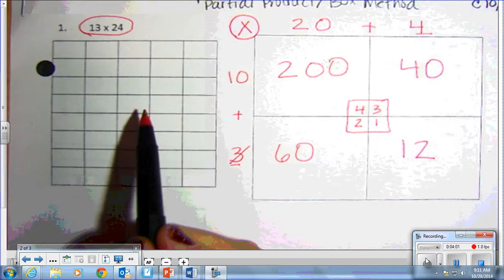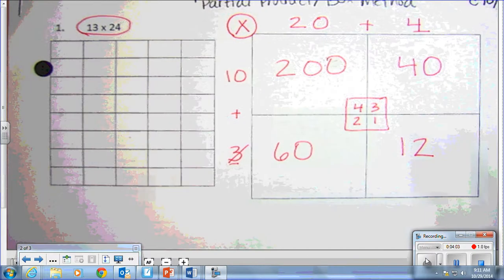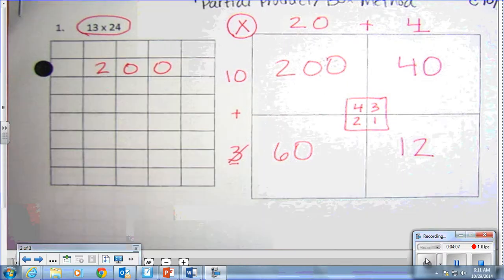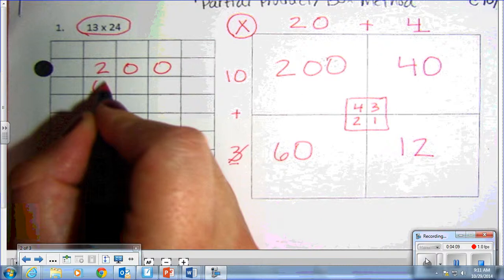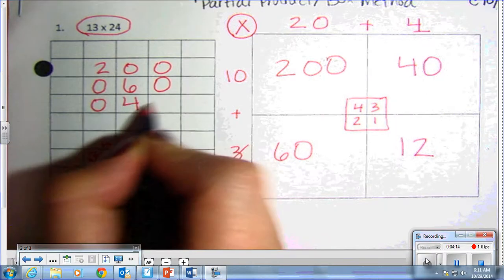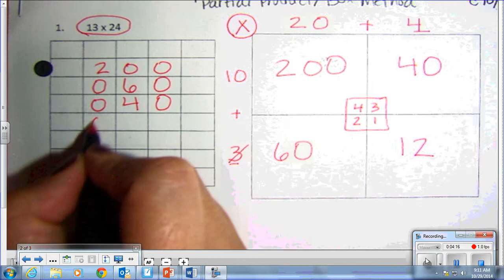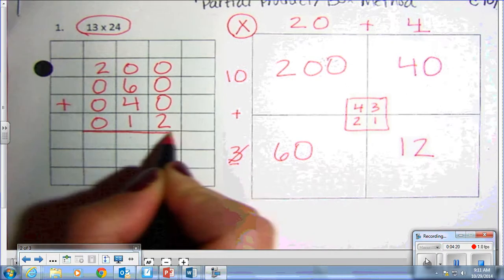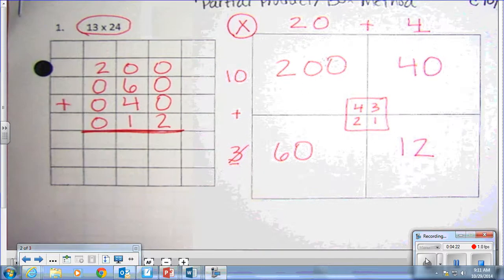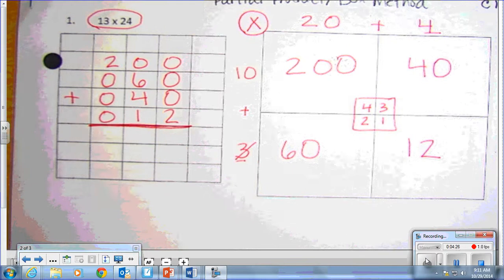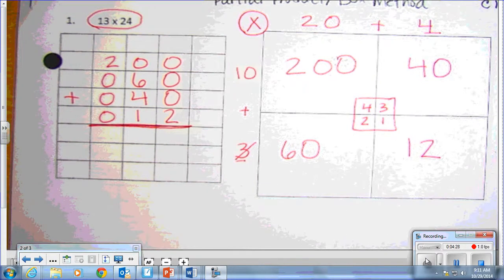So over here in my boxes, I'm going to line up my numbers and I'm going to add them all together. So I got 200, 60, 40, and 12. And I'm going to add all those numbers together. Why am I putting a 0 in some of those spaces? What do I call that 0? Your placeholders. It's a placeholder. Very good. It helps me line up those digits.